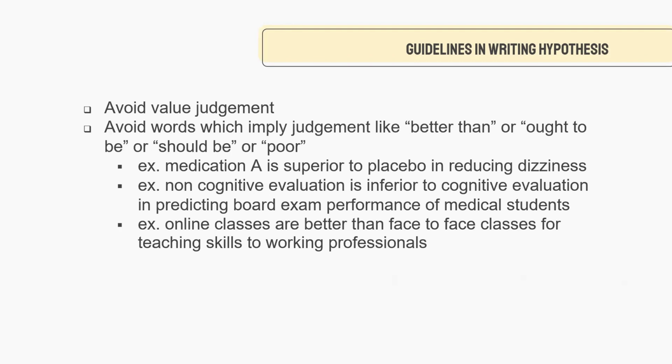The second example, "non-cognitive evaluation is inferior to cognitive evaluation in predicting board exam performance of medical students." Instead of saying inferior, you can say, for example, non-cognitive evaluation has less positive predictive value in predicting board exam performance as compared to cognitive evaluation. And for the third example, instead of saying online classes are better than face-to-face, you can make it measurable by saying, for example, there are higher skill scores among those taking online classes compared to face-to-face classes.